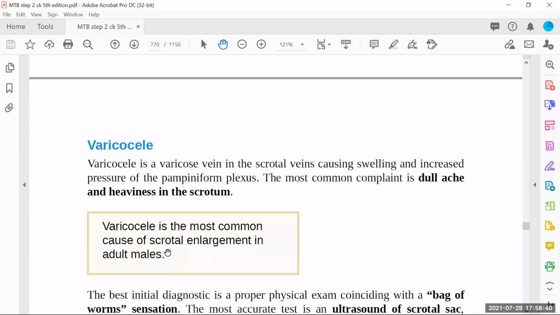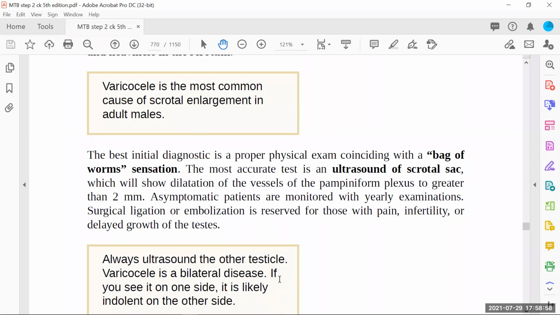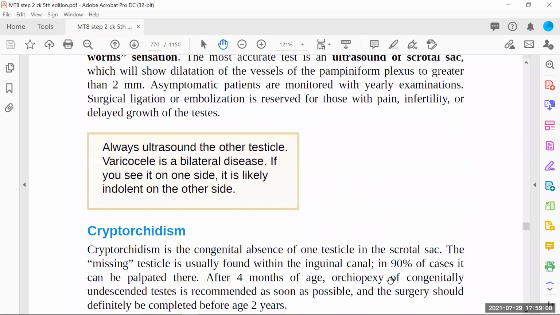So varicocele is the most common cause of scrotal enlargement in adult males. Now, the best initial diagnostic is proper physical examination. Of course, they usually have the bag of worms sensation. From your exam point of view, they will say the bag of worms sensation, and for the most accurate test, of course you will go for the ultrasound. You will see the vessels are dilated there. So you will go only for the ultrasound.